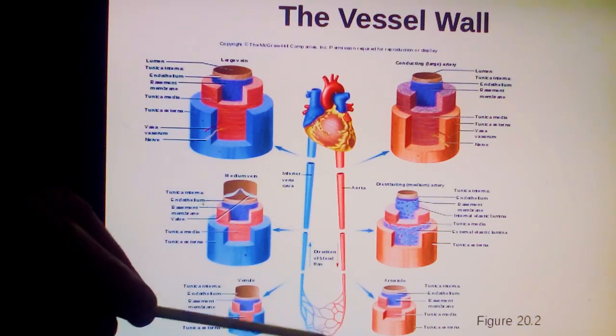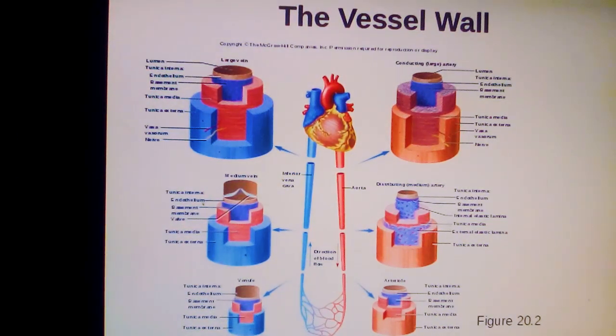And then the capillaries down here, they've lost some of the tunics. There's basically just a tunica interna, the endothelium and the basement membrane. That keeps them very thin so material can be exchanged.